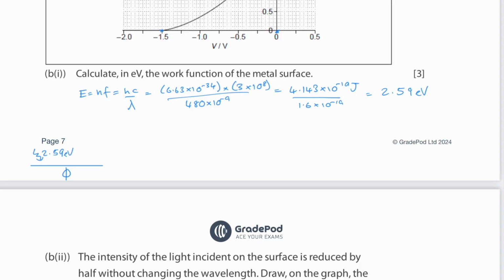2.59 electron volts. The work function we want to find out, and we know that each electron leaves with an energy of 1.5 electron volts. So, hf equals the work function plus kinetic energy. The work function equals hf minus the kinetic energy, and hf, of course, is just the energy of the incident photon. So it's 2.59 electron volts minus 1.5 electron volts gives us a value of 1.09 electron volts, but let's put it to two significant figures, 1.1 electron volts.